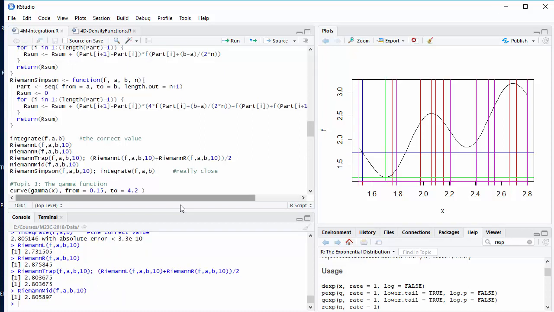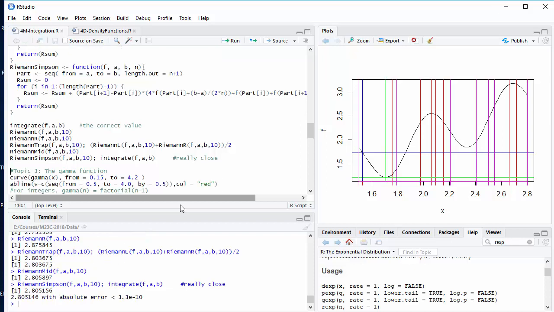The midpoint Riemann sum is even better. It gets the 5 correct, and the Simpson Riemann sum is phenomenally good. You can see the error is only in the 5th decimal place. That in spite of the fact that I was only using a single subdivision to do these.